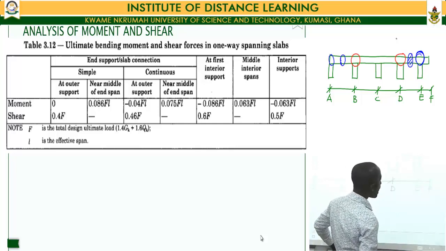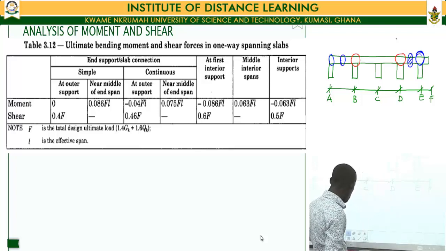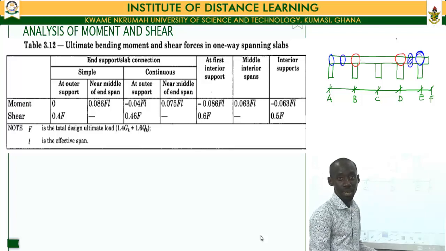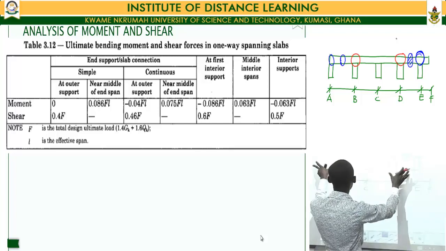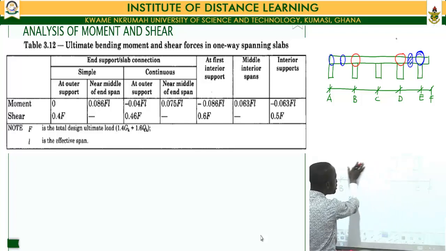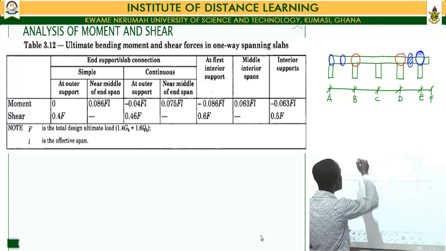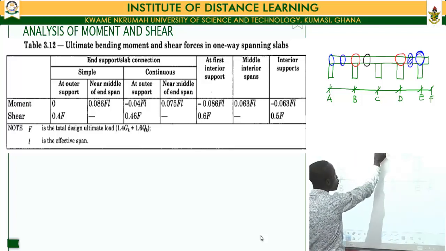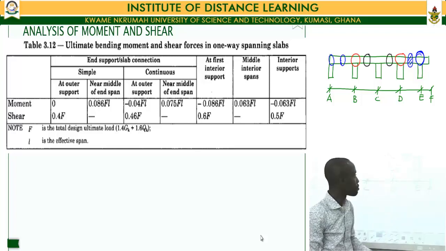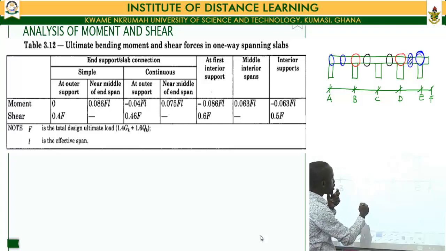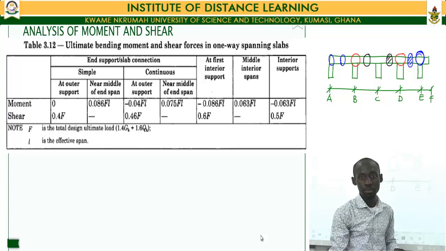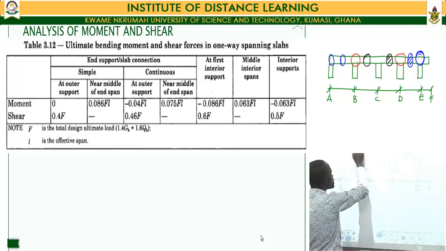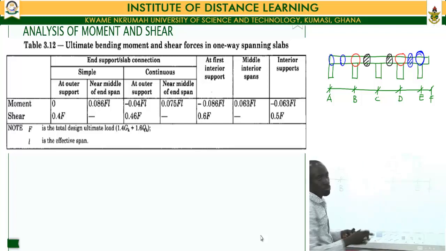Now, moving on from our first interior support, the next point of analysis would be at our middle of interior span. Once we finish dealing with our two end spans, any span that is found in between the two end spans, or the middle of any span in between them, is what the code is referring to as near middle of interior span. So the midpoint of our span DC and the midpoint of our span CB qualify for the middle interior span.